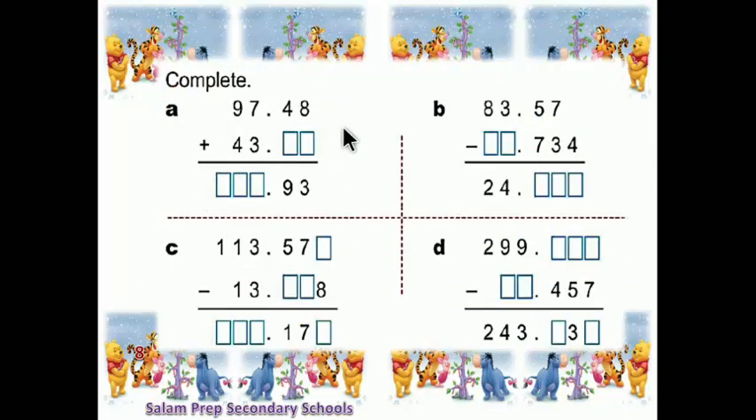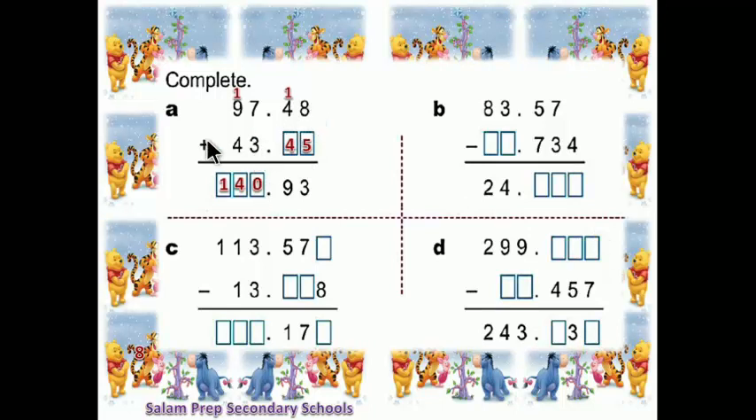Solve together the missing digit. The first one, 97.48 plus 43. There are 2 missing digits in the decimal part. Okay.